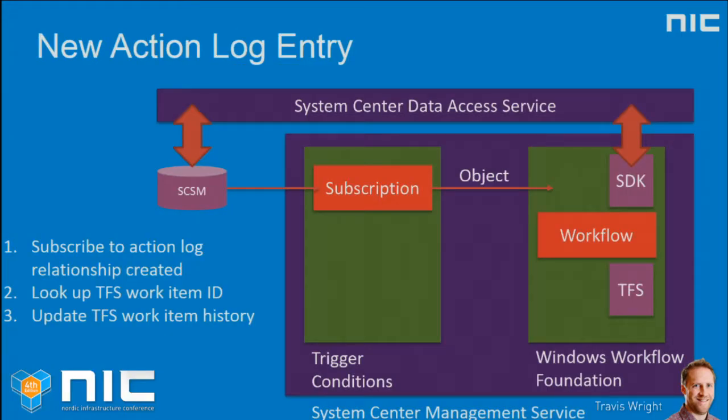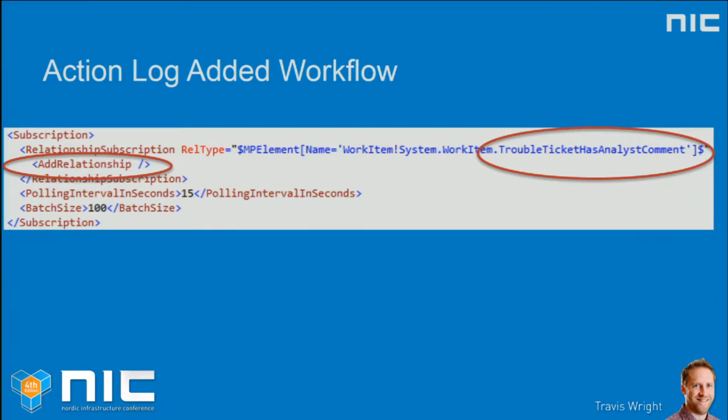The other type of workflow that we created is for a new action log entry. So whenever an end user or an analyst adds a comment to the action log, we want to subscribe to that and take that comment that was provided and update TFS with that comment. So in this particular case, we're subscribing to those relationship objects being created. We look up the TFS work item ID in the parent work item, and then we go and update that TFS work item history.